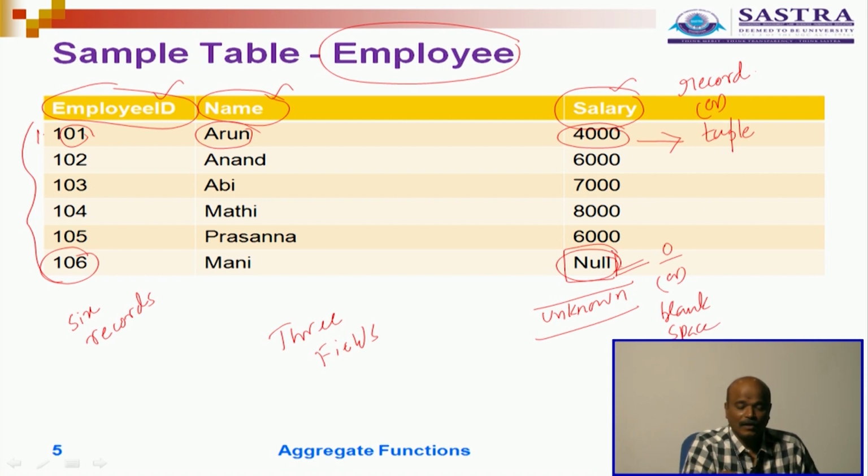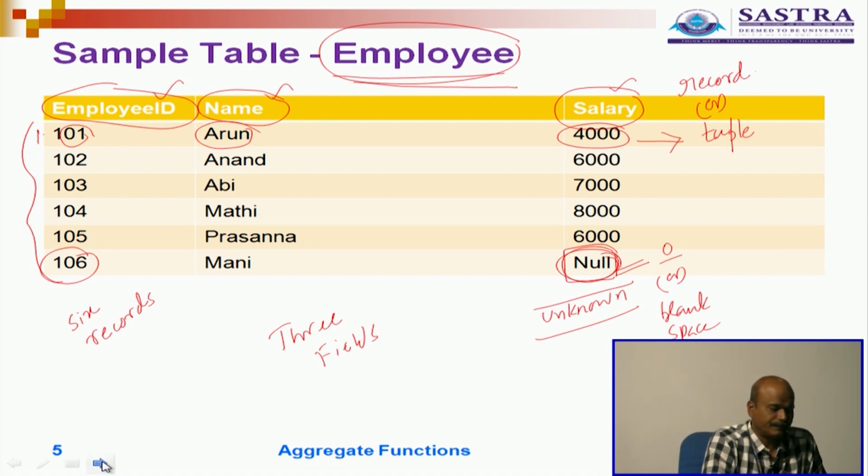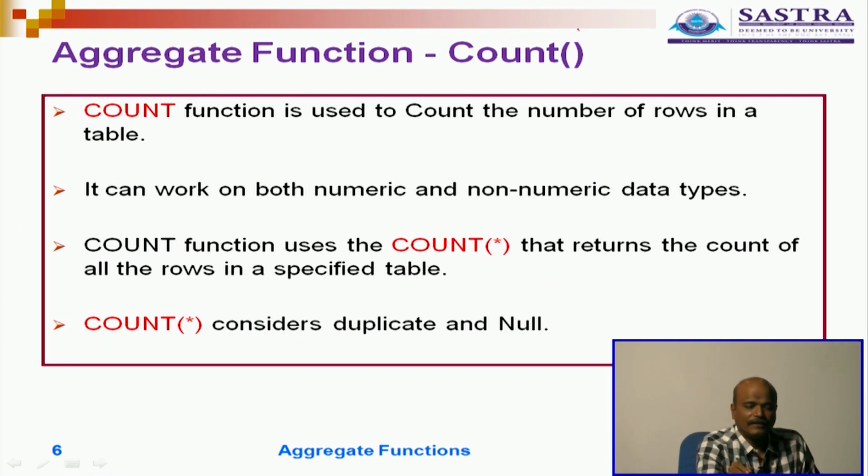So, it represents what? It is unknown. Currently, it is not known. So, to demonstrate the various aggregate functions, this is the table we are going to use. So, what is the first function? The first function is the count function.